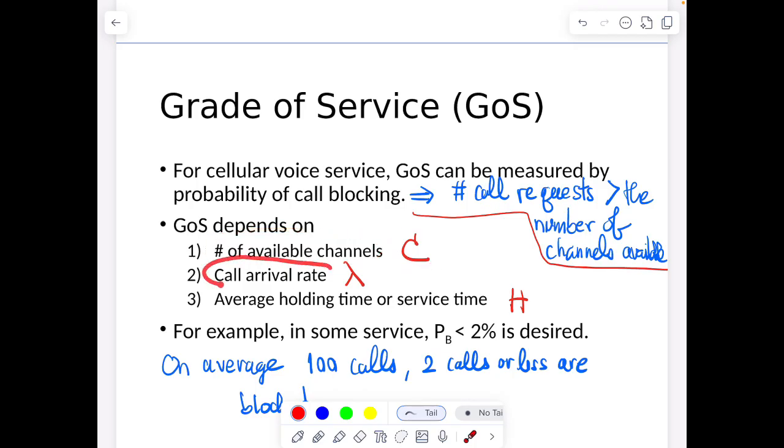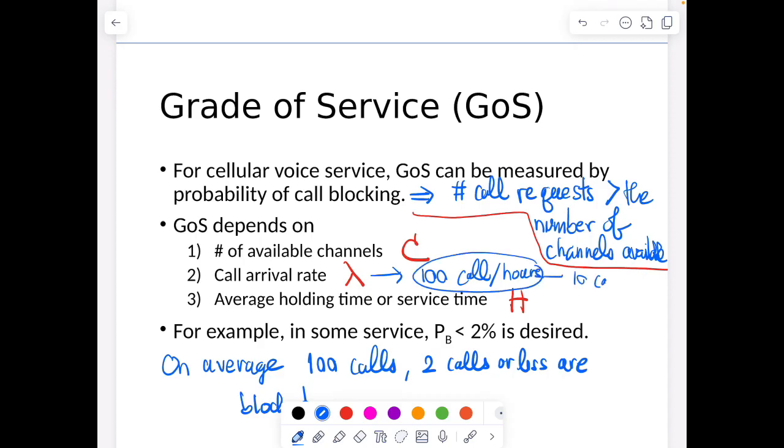The second factor is what we call the arrival rate. That is the number of call requests from the users trying to connect to the base station. We're going to use lambda to denote this variable. So lambda could be something like 100 calls per hour, so it's the number of calls per certain period, or 10 calls per minute, something like that.